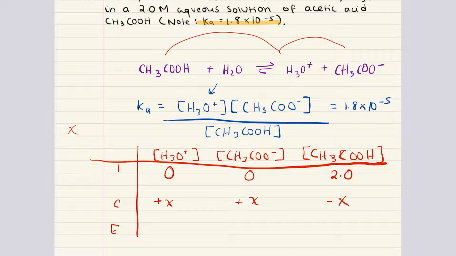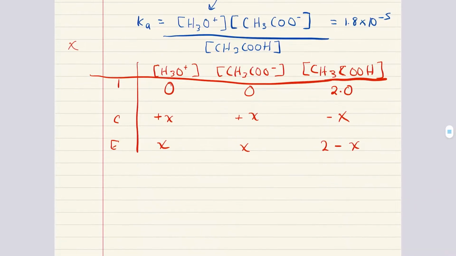Now with that, we can go ahead and write our equilibrium concentrations. It's going to be x for hydronium ions, x for acetate, and 2 minus x for acetic acid. That means that we can now rewrite Ka. Ka is going to be equal to x multiplied by x over 2 minus x, and this is going to be equal to 1.8 times 10 to the minus 5.